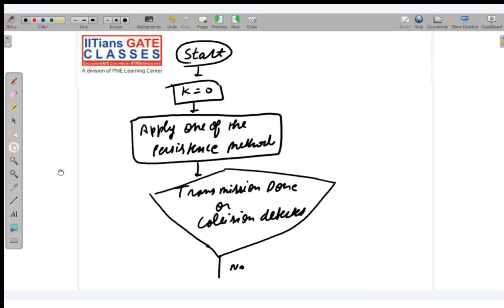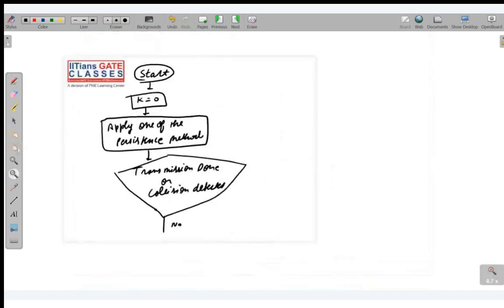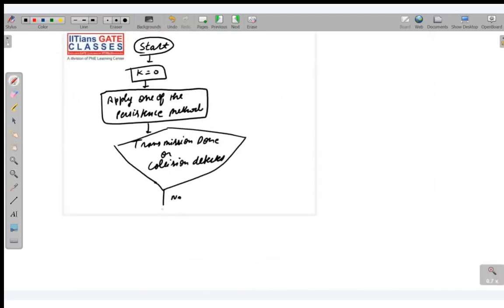So let me write it. You will say transmit and receive. This is a loop. So transmission done or collision detected? No, then transmit and receive. Okay, so you are doing like that. Now if transmission is done or collision detected, something has happened.